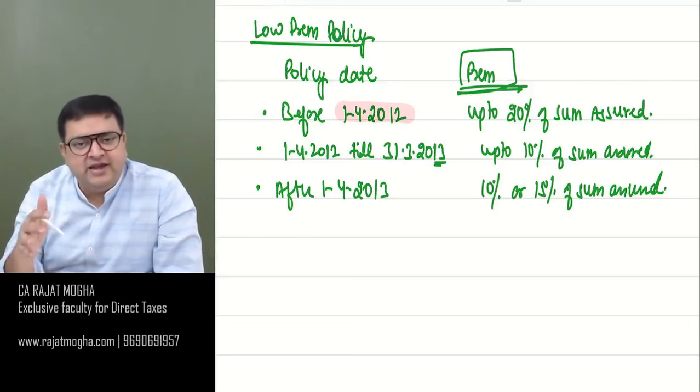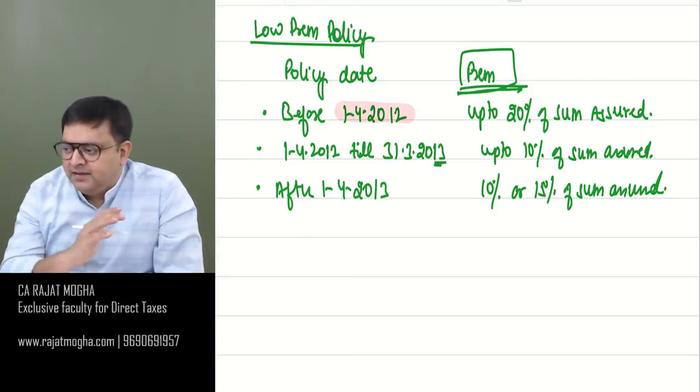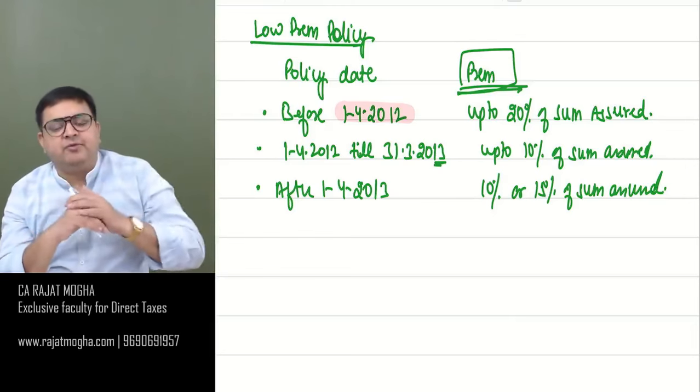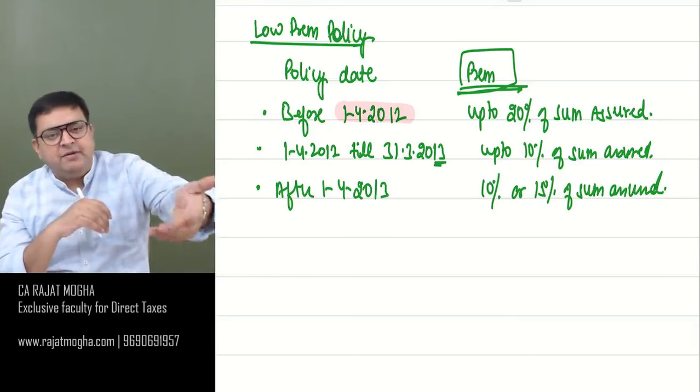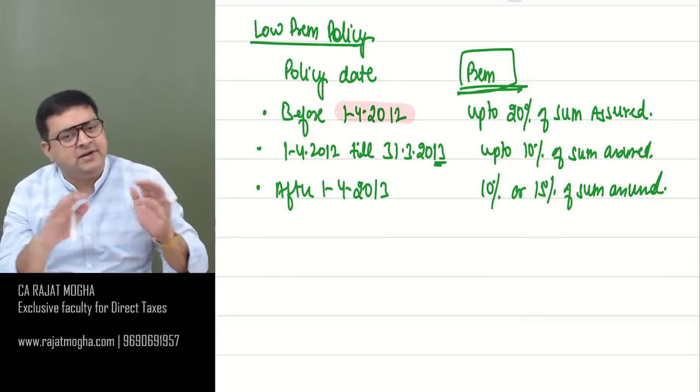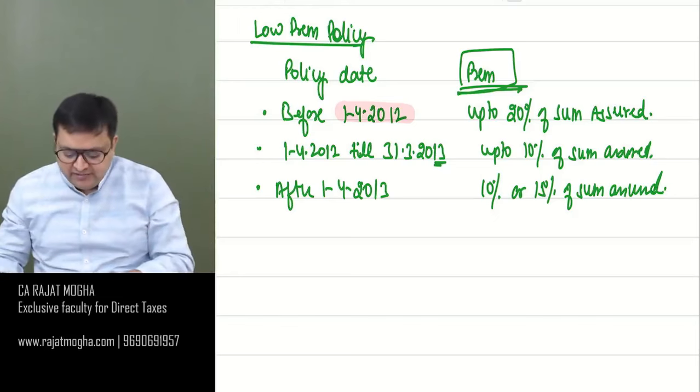In case of physically handicapped, take 15%. So if the premium is more than this, it's a high premium policy, taxable. If the premium is less than this, it's a low premium policy, not taxable, no TDS. Have you written it? I believe you have written it.